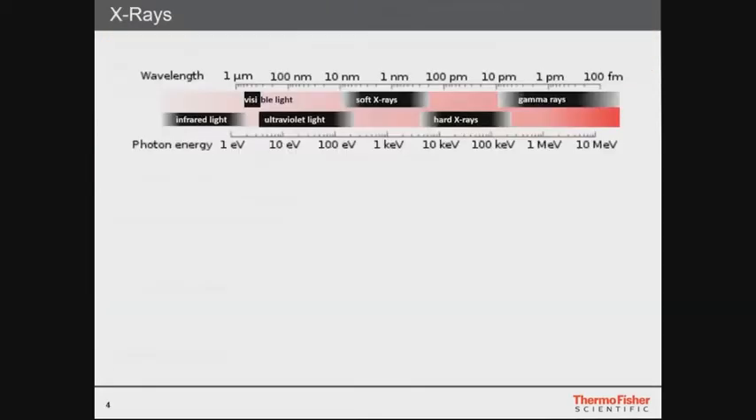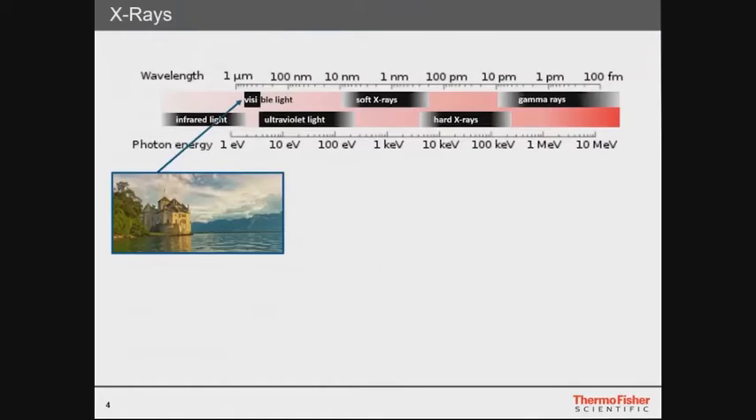We have a look at the spectrum of electromagnetic radiation. On the very left side, on the low energy side, you can see visible light, which everyone can see, and it enables us to see such beautiful pictures as this one, which was taken in Switzerland close to our factory.